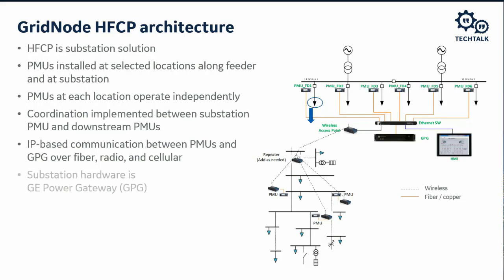The hardware at the substation is the GE Power Gateway, the GPG, with built-in PMU and firmware for decision-making. Each GPG covers multiple distribution feeders. There can be 50 PMUs for each GPG. The maximum number of PMUs in a downstream chain is 3. PMUs downstream from each other require time coordination, and each one adds 300 milliseconds to the operating time of HFCP, so we avoid having too many PMUs at the same path.